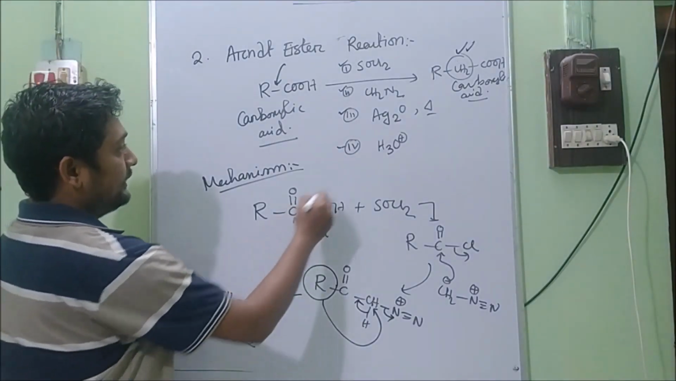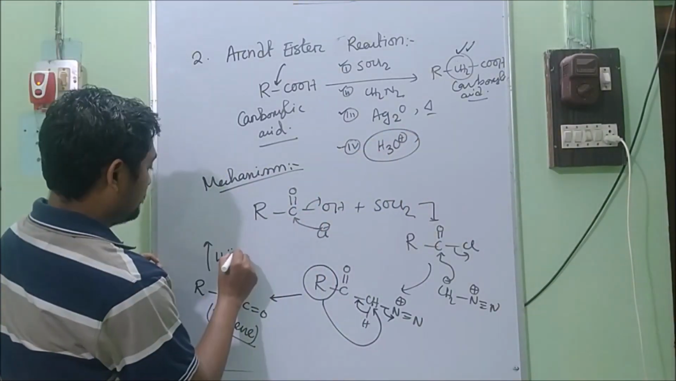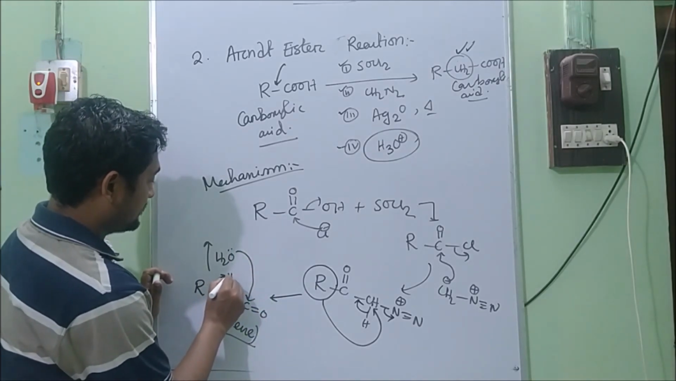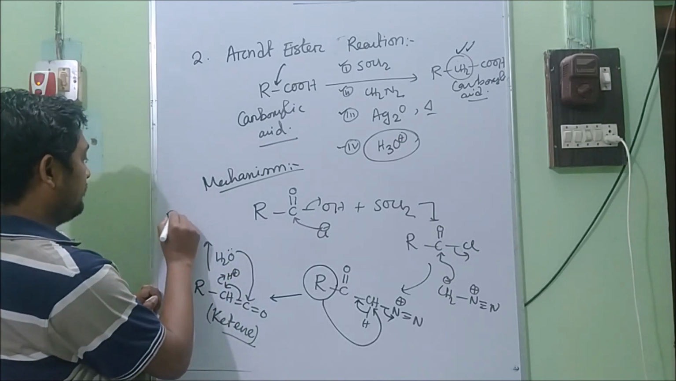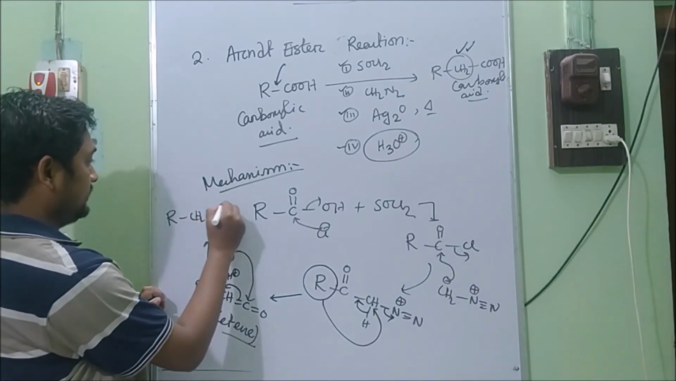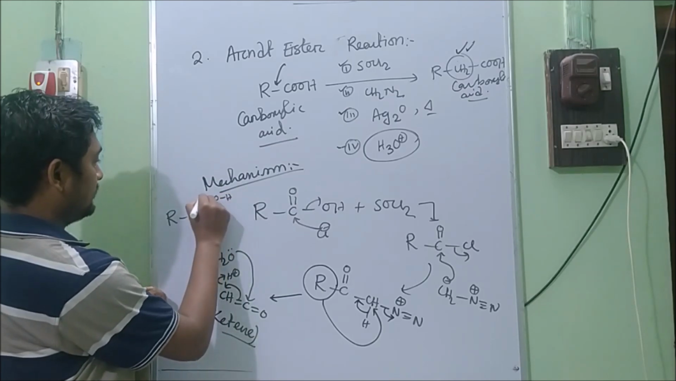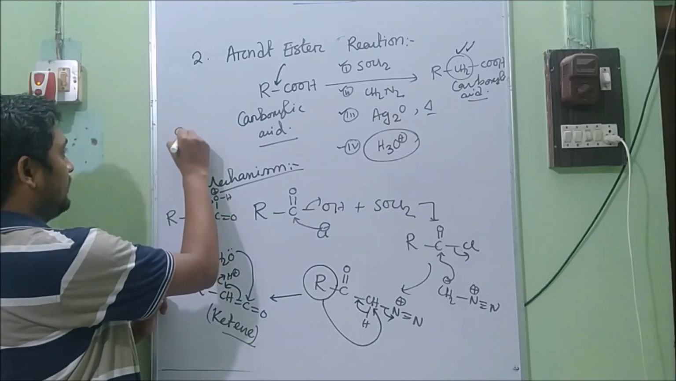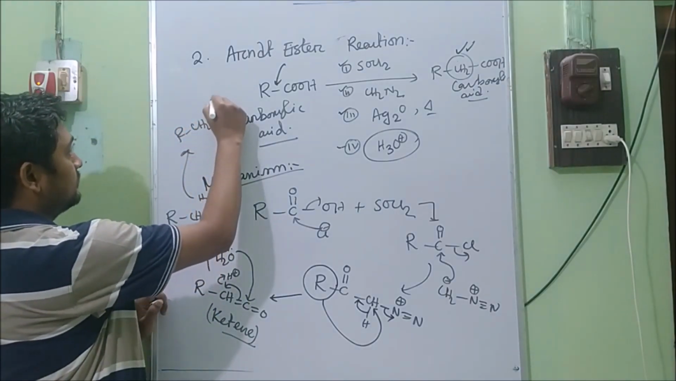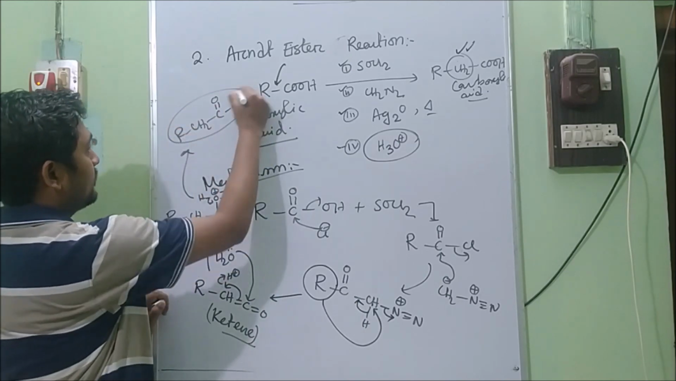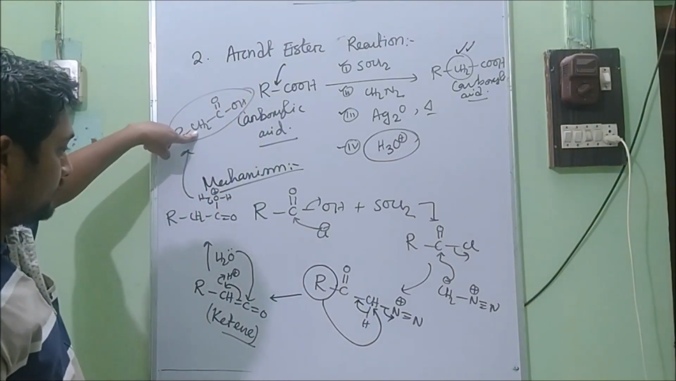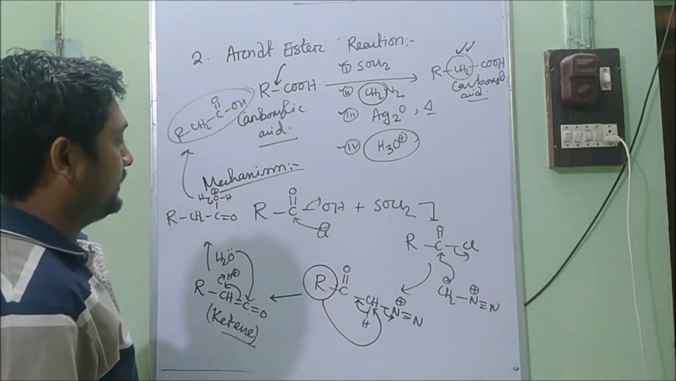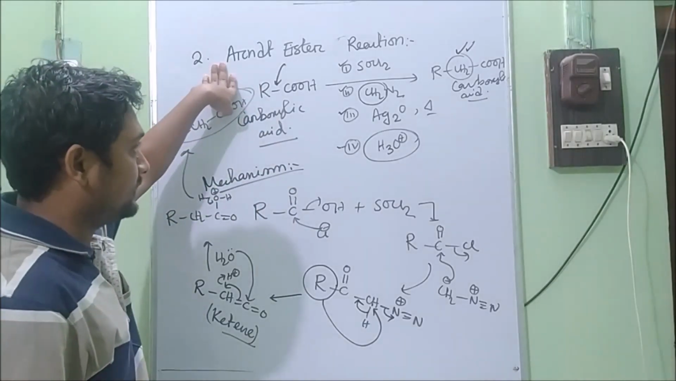Now on adding H3O plus, water molecules will attack here. This one will go this way and it will take H plus, and we will have RCH2C OH, H double bond O. There will be a positive charge and it will neutralize, and we will have RCH2COOH. This is the product. See how this CH2 group is introduced. Actually, it comes from here, from this diazomethane. So this is the mechanism of the Arndt-Eistert reaction.